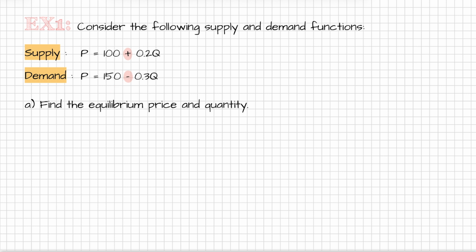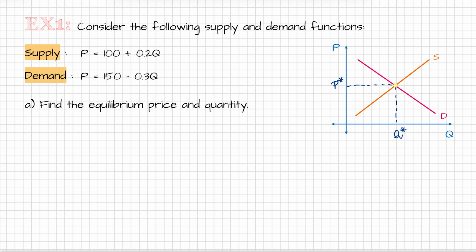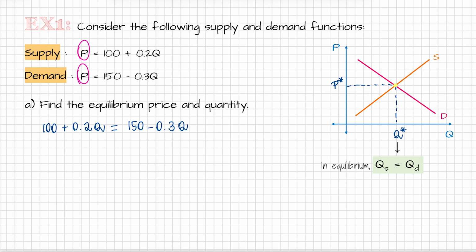So, how do we find the equilibrium price and quantity? To do that, let's remember what we saw in the previous slide. At equilibrium, the quantity demanded is equal to the quantity supplied, and the price is the same for sellers and buyers. So, to find the market equilibrium, we simply set the two equations equal to each other. P equals P. That gives us 100 plus 0.2 Q equals 150 minus 0.3 Q. Now we can replace both Q by Q star, the equilibrium quantity.